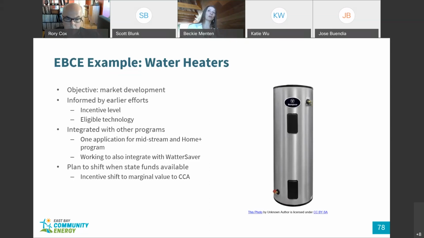The program was informed by earlier efforts. Jennifer West and others did a really good job reaching out to different CCAs who'd been offering programs to get a sense of, okay, what is your incentive level? How much are water heaters costing? Where should we set our incentive?